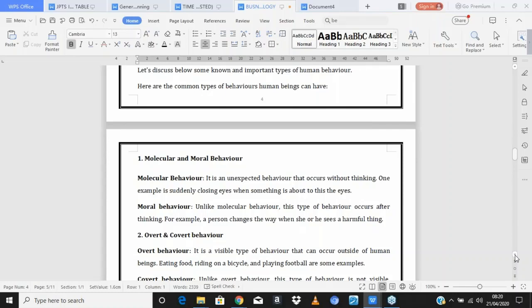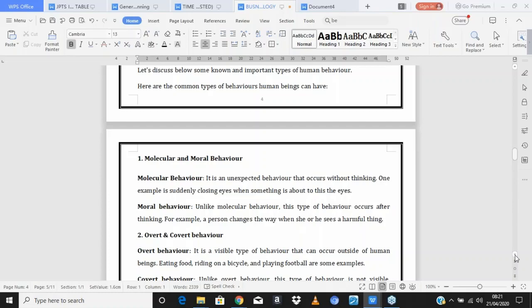Molecular and moral behavior. Now, molecular behavior is an unexpected behavior which occurs when people act without thinking. So, for instance, you cannot count how many times you have blinked your eyes since we started this course today. Blinking your eyes is not something that you decided. You don't sit down and say, okay, I want to blink my eyes 5,000 times a day. No, you don't do that. So it's an unexpected behavior. If somebody tries to throw something in your eye, more like a reflex, without thought, you blink your eyes or you close your eyes. All right, that's what we call molecular behavior.